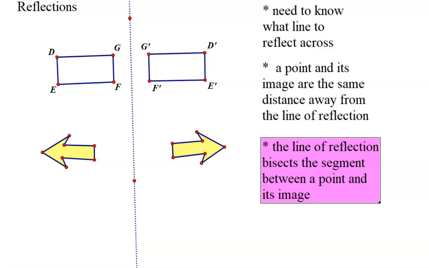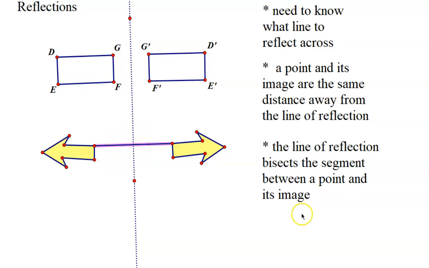Our next fact about reflections is the line of reflection bisects the segment between a point and its image. In other words, bisect means cuts into two equal pieces. So if I pick a point on my arrow over here and a point on my arrow over here, and I connect those, then this dotted line cuts that into two equal parts. And I need to add to that, actually, let me just go ahead and say the line of reflection is the perpendicular bisector. Let's put it that way, because that's the other thing.